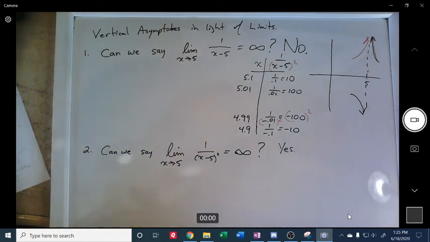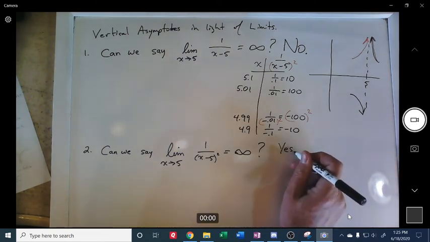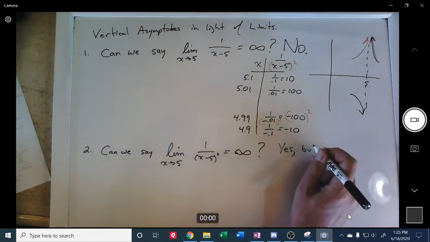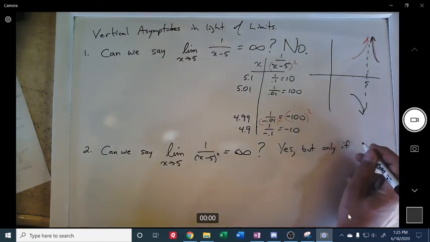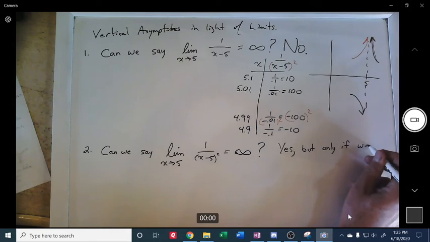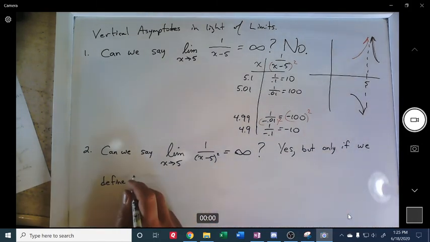Now, let's give this answer a little bit more completely, but only if we define precisely what we need.